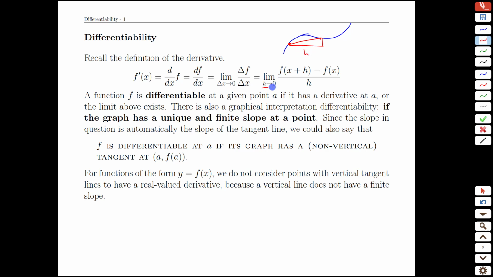And what we're going to do is let that interval get smaller and smaller. So we get 2 points that are closer and closer together. And in the limit, that is going to give us the slope of a tangent line to the curve. In terms of notation, we can see it as a ratio of delta f over delta x. That very clearly indicates that we're talking about slopes, and then we're asking the question, what happens to those slopes as the interval gets smaller and smaller?